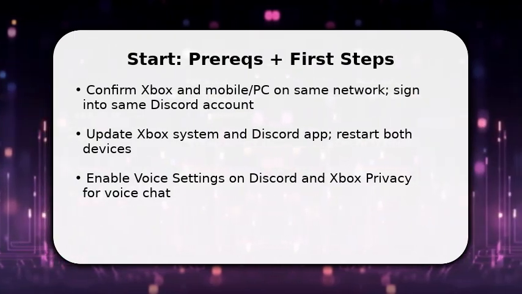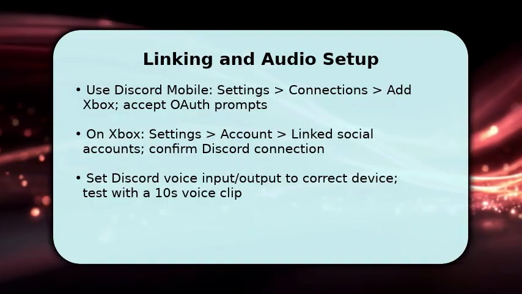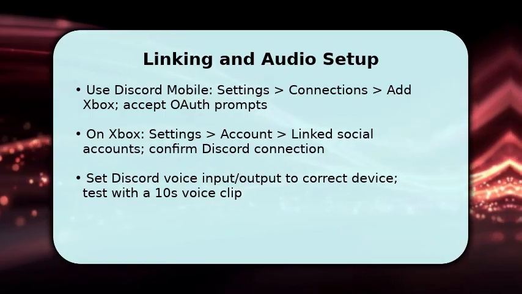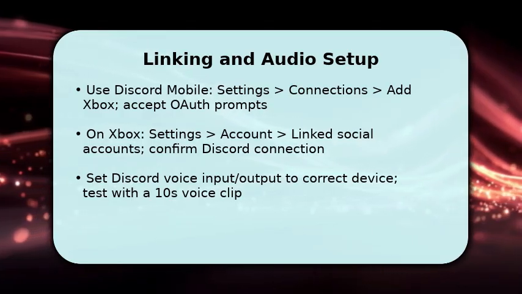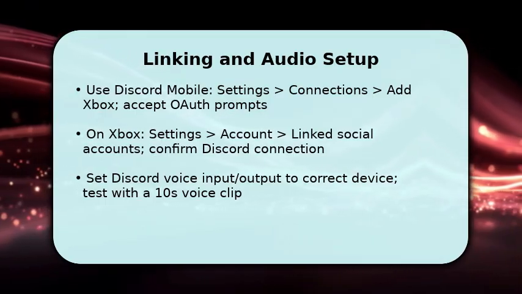Now you link accounts and configure audio. On your phone, open Discord, go to Settings, Connections, Add Xbox, and accept the OAuth prompts. This grants Discord permission to see your Xbox presence. Then on Xbox, navigate to Settings, Account, Linked Social Accounts. Confirm Discord appears and is active.